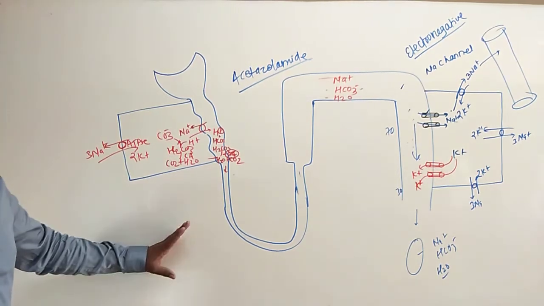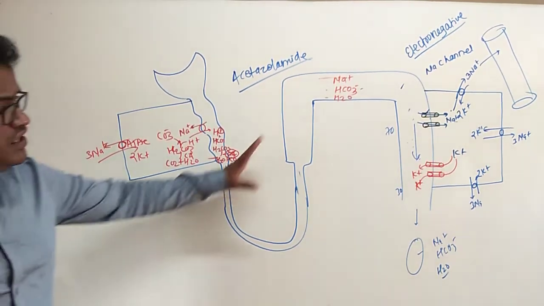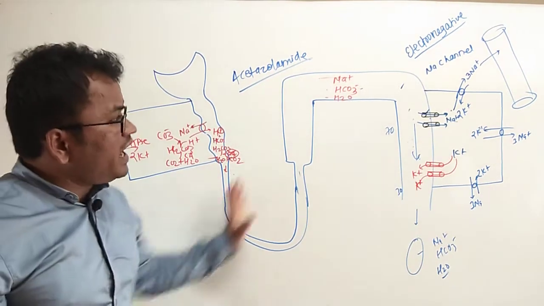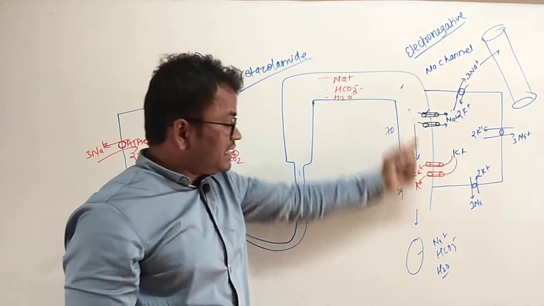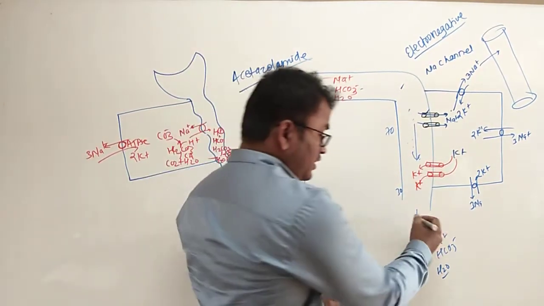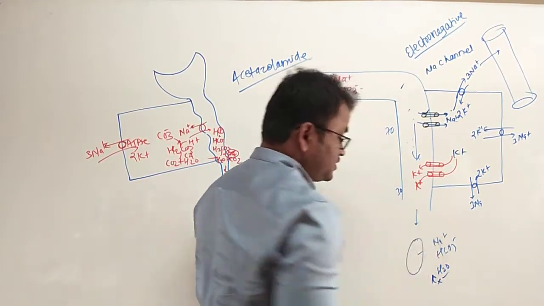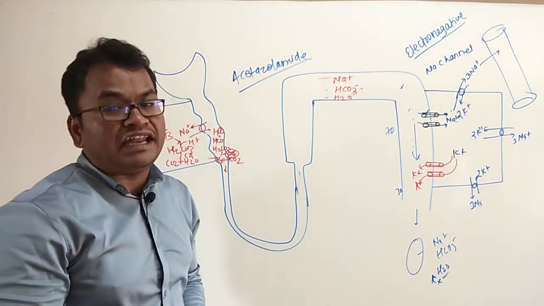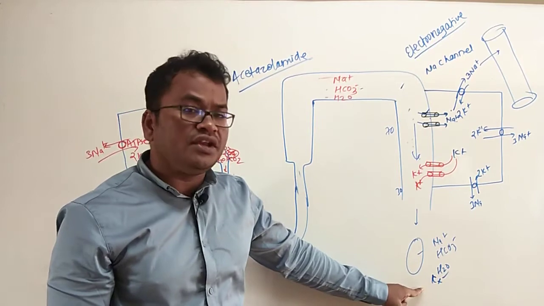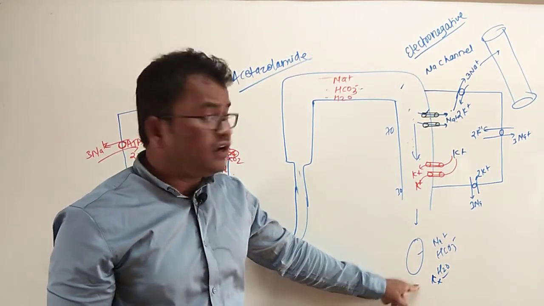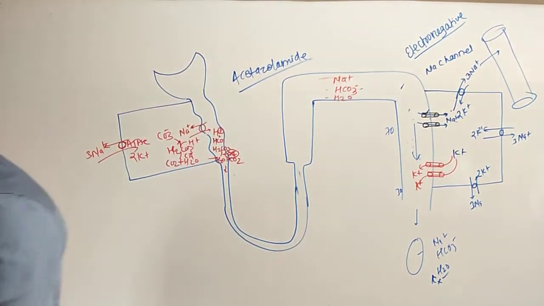So let's see the drugs which act up to the DCT. The drugs are in urine. Here potassium is also excreted. These are hypokalemic, meaning they cause loss of potassium in the urine. Got it? So this is about acetazolamide.